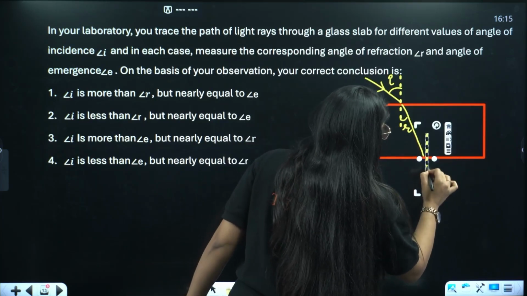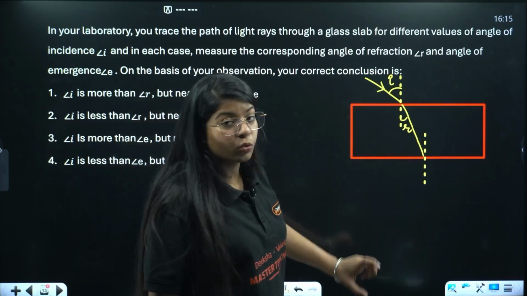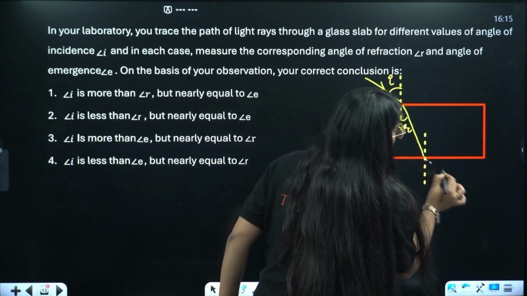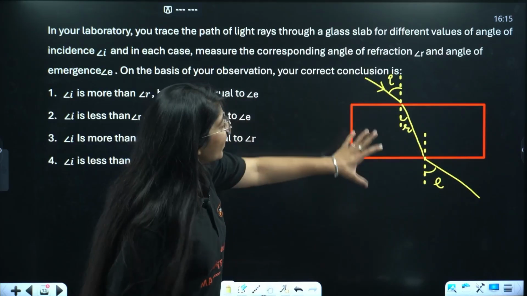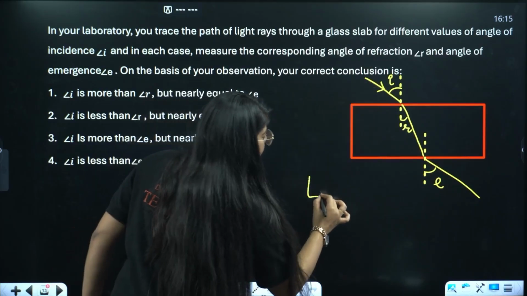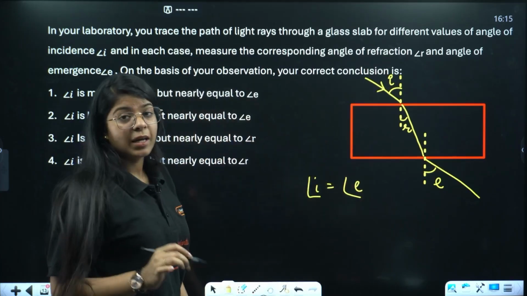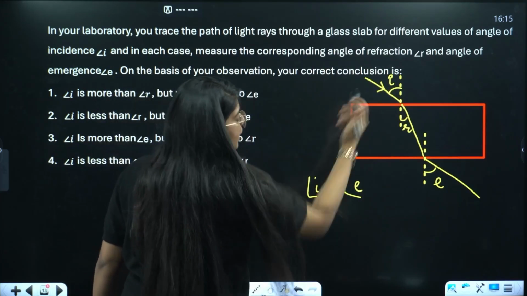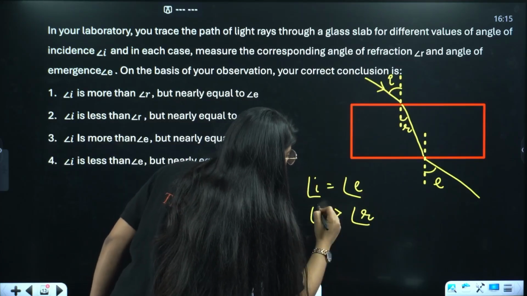If you make a normal at this point, now the ray is traveling from denser to rarer, so it will go away from the normal, making an angle of emergence. Now we definitely know here angle I is always almost equal to angle of emergence, and we can clearly see here angle I is greater than angle R, correct?